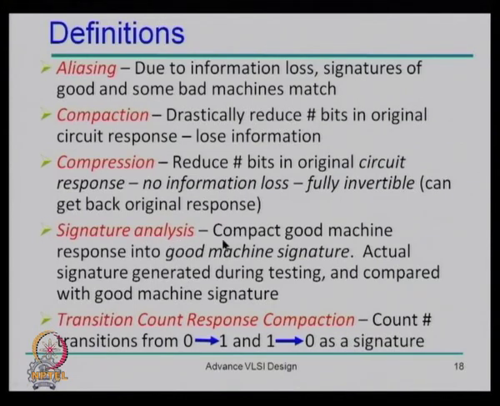Signature analysis is another term that we define. What it says is that we compact the good machine response into a good machine signature, and the actual signature generated during the testing is compared with the good machine signature.